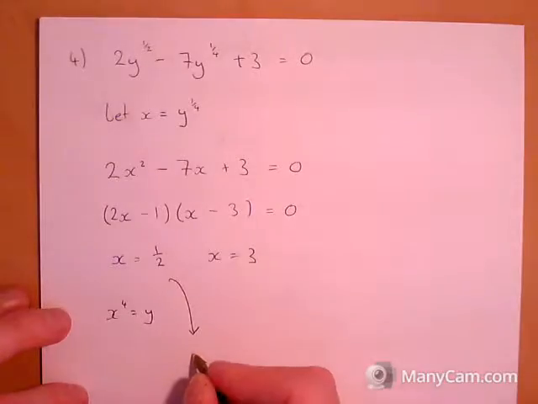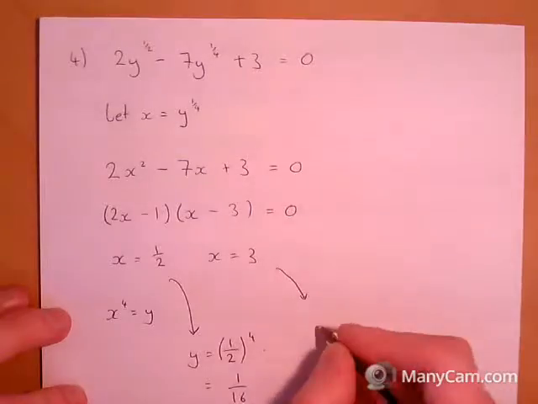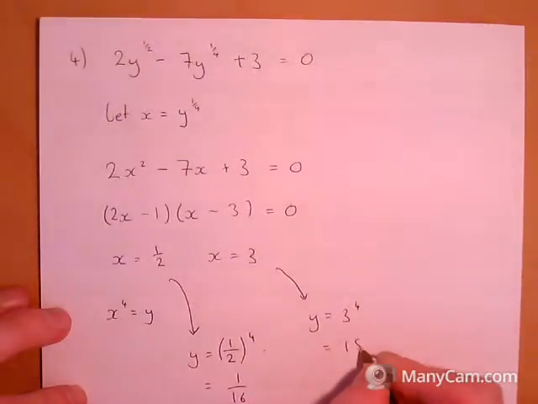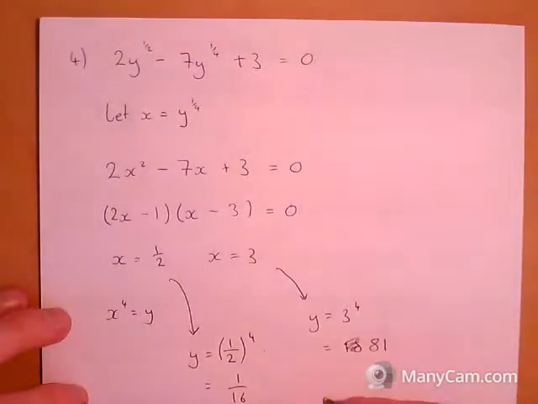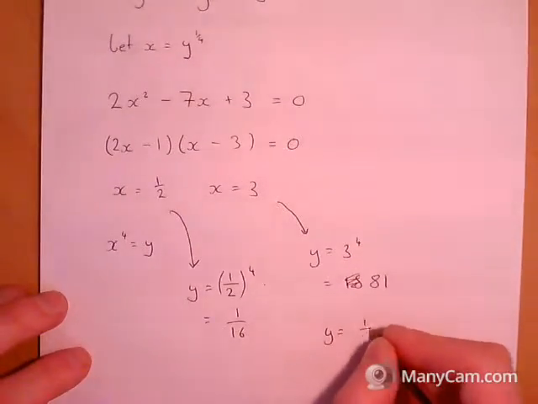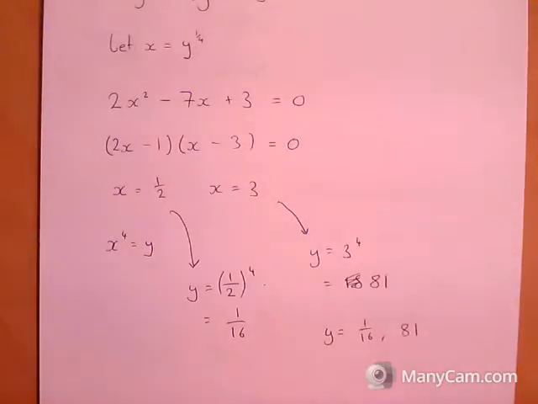So if I did the first one there, y is going to be a half to the power of 4, which ends up giving me 1 over 16. And then the other x value, y is going to be 3 to the power of 4, which ends up giving me 81. So my two y values, I've got y equals 1 over 16 or 81. And that's 4 marks for that question.